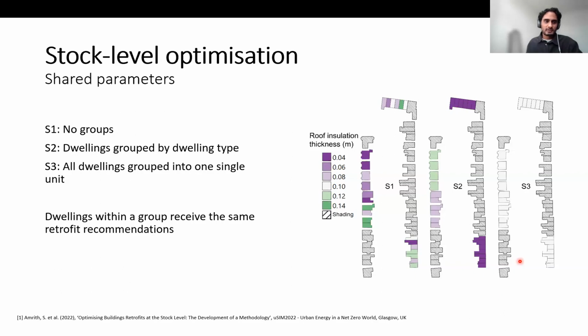And if you remember, the effect of shared parameters means that dwellings within a given group receive the same retrofit recommendations. So these colors are showing, and this is one example simulation I'd done before, looking into the optimal roof insulation thickness for each of these dwellings. In scenario 1, you can see that each dwelling has received its own recommendation because there are no shared parameters. In scenario 2, we have the terraced houses here and here receiving a given recommendation. We have the semi-detached receiving a different one, and the detached receiving a different recommendation.